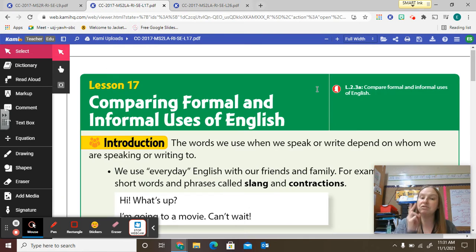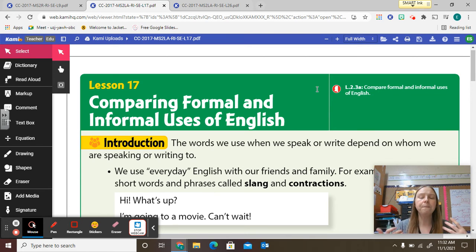Okay, now let's switch over to language. In language, we have two different skills that we're working on this week. The first one is comparing formal language and informal language. What we're doing here is trying to get the kids to understand that depending on situations and who you're speaking to, you might want to speak in a different way.